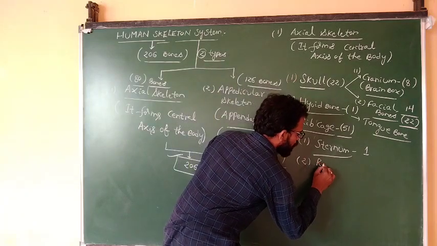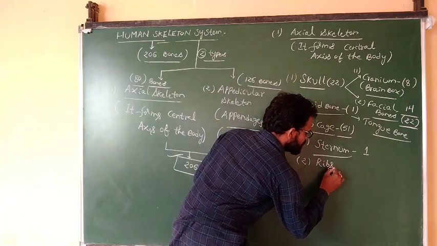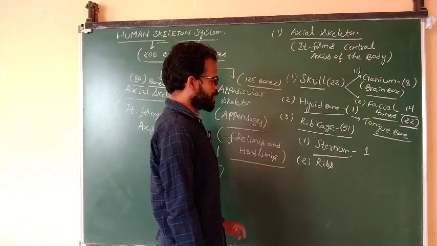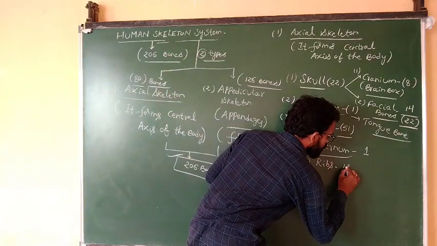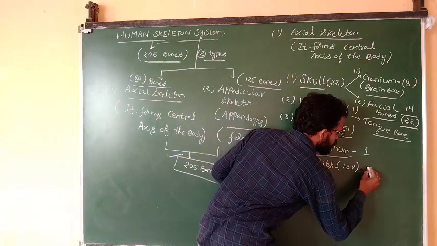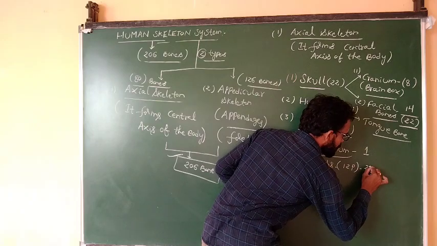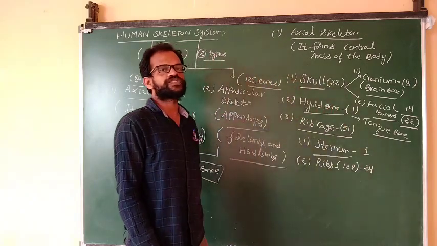The second important one is known as the ribs. How many ribs are present on the central axis of the body? 12 pairs of ribs. 12 pairs means 24 ribs are present.